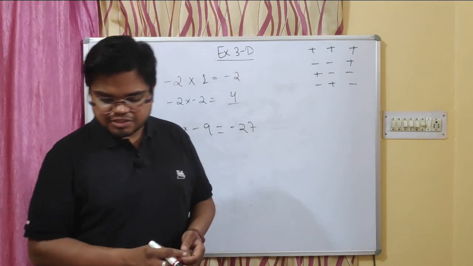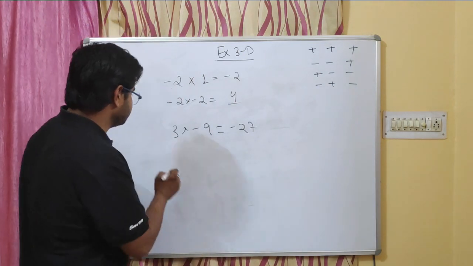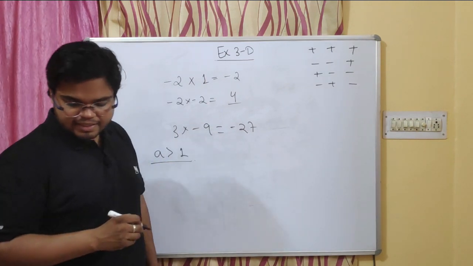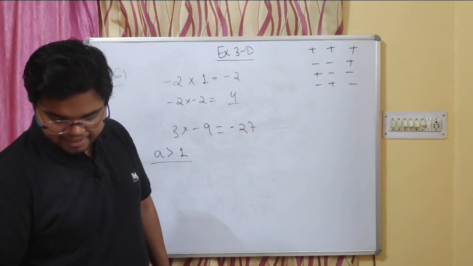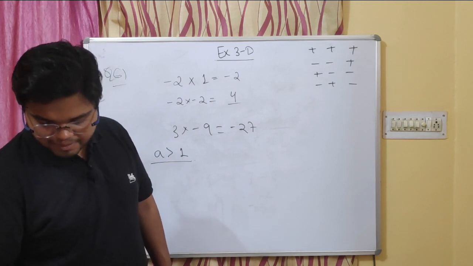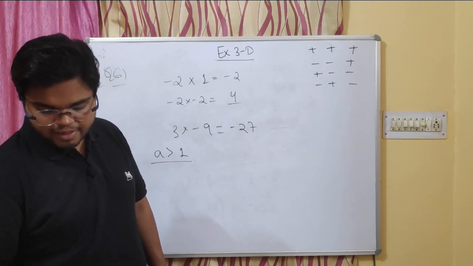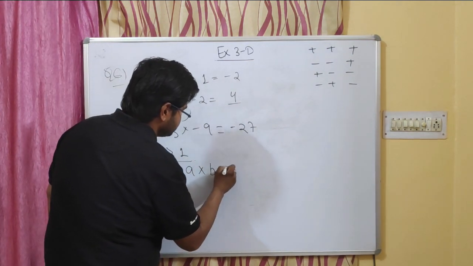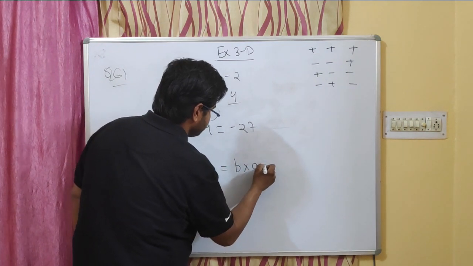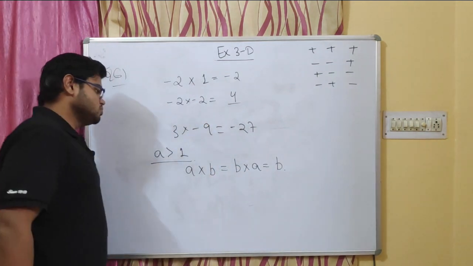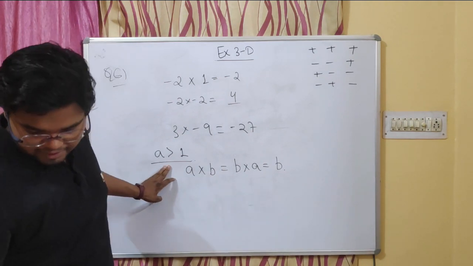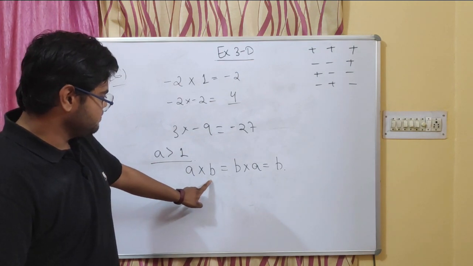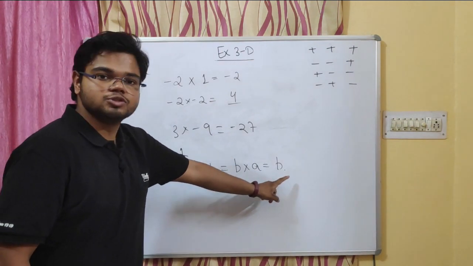The question is, if a is greater than 1, okay, this much is clear, then there is no integer b such that a into b equals b into a equals b. So the question is saying that if a is greater than 1, there is no integer b such that a into b, b into a equals b.